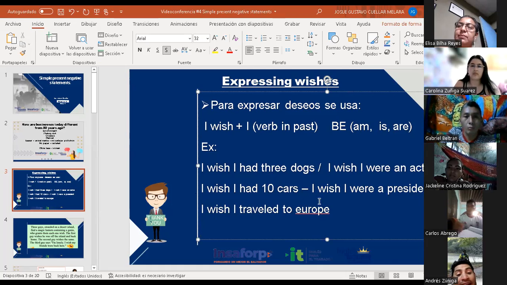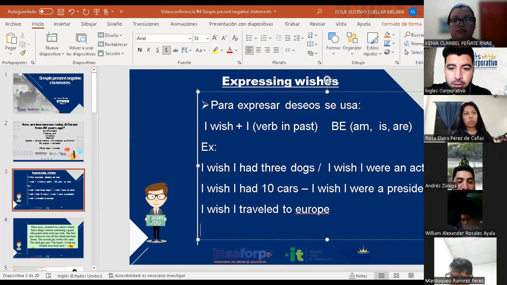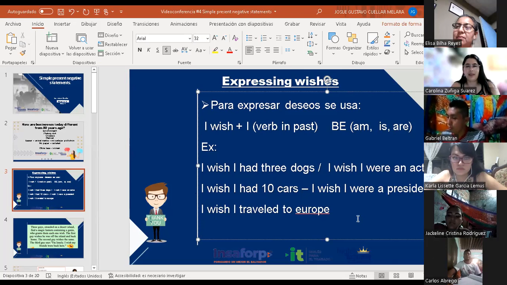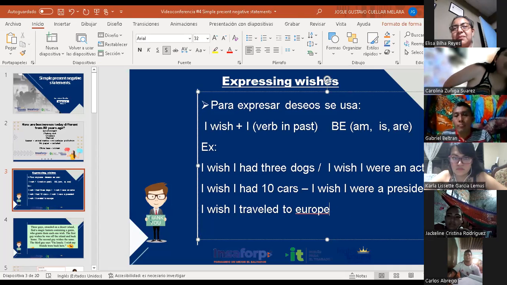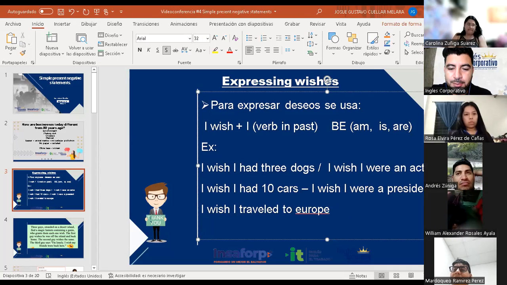I wish I had these 10 cars. Oh, yes. I wish I had 10 cars or more than 10 cars. Thank you. What about Carito? And then we go with Raquel. Okay, let me think. ¿De las que están ahí o tengo que inventarme una? No, whatever you want. You really want lo que realmente quieres en tu vida, mujer. Vamos a decir las que están ahí. I wish I traveled to Europe. Okay, nice. What about Raquel and then Mardoqueo?